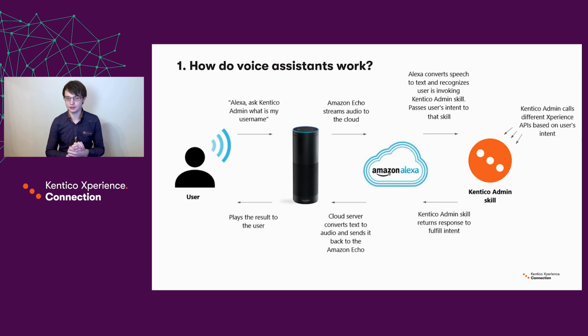Our custom skill, in our case Kentico admin, I will not describe in too much detail. It just calls different APIs on the Experience platform to process the request and generate the response. It returns the response text back to the Alexa or Google cloud server, and then the cloud server converts text to audio and sends the audio back to the smart speaker. The smart speaker then plays the result to the user. It is not too complex, but there are a lot of different steps in voice processing.